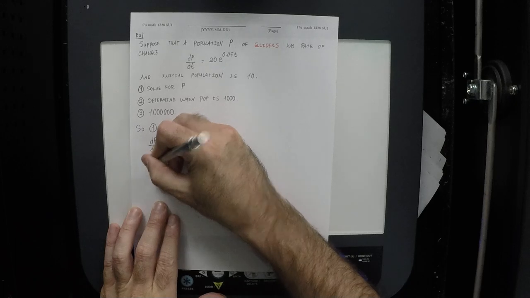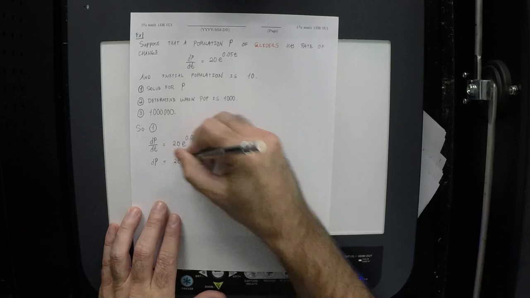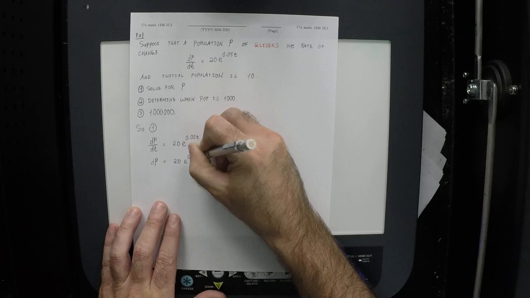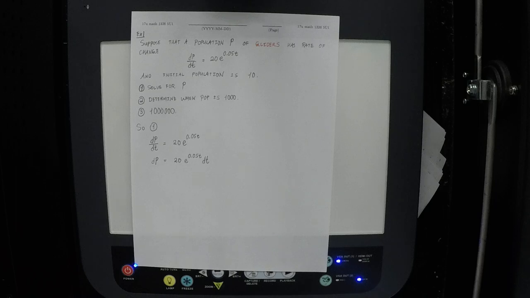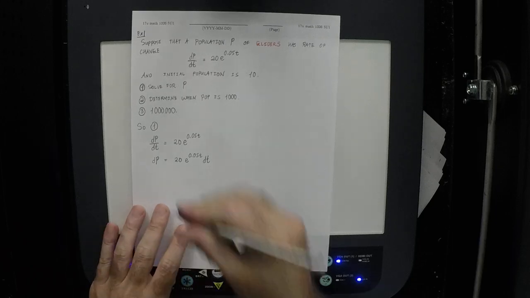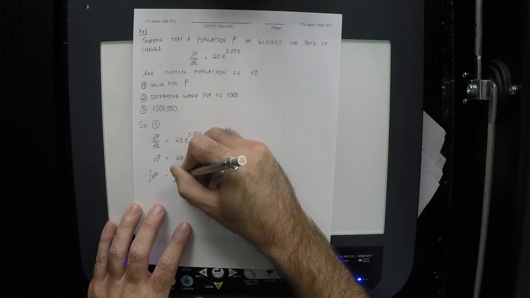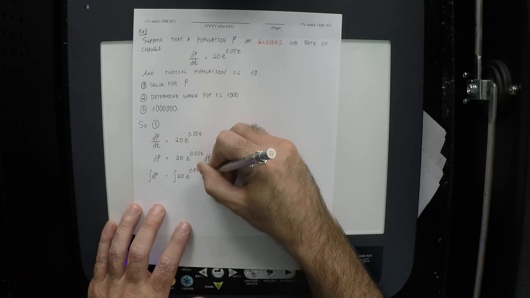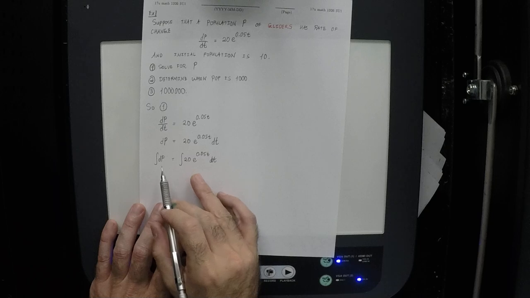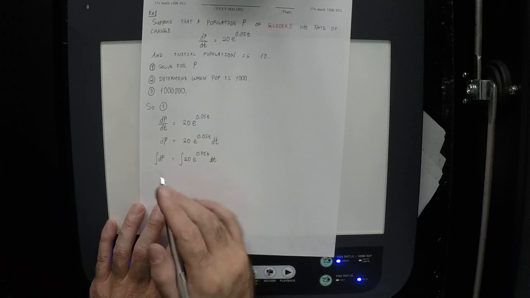So, we can get that dt differential on the other side by treating it like a fraction. So dP is 20 exponential 0.05 t dt. So do you observe that that separated the variables? That's nice. Okay. So then the antiderivative of dP is the antiderivative of exponential of 0.05 t dt. So what's the antiderivative of dP? It's P.